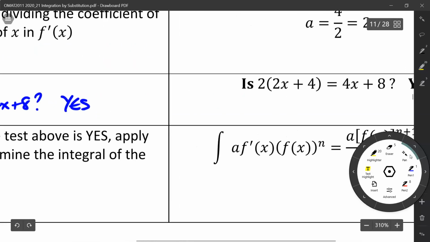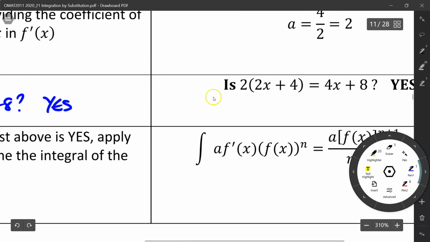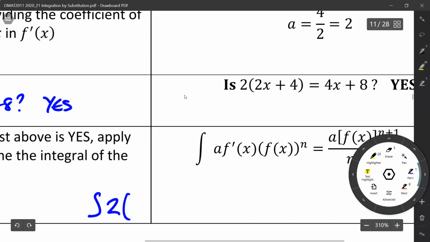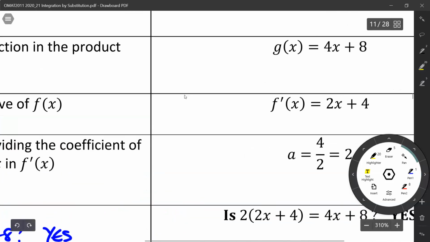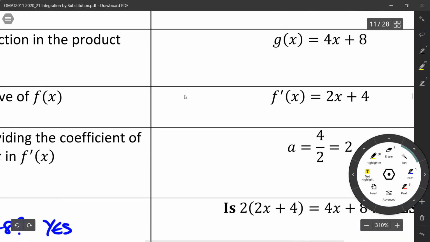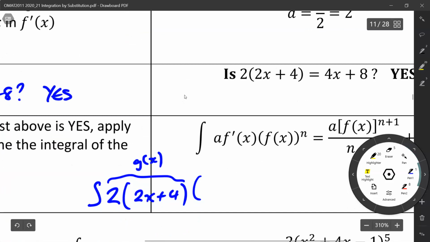Now I've already written this stuff out, but I'm just trying to do it here. So a we said was 2. F prime x is 2x plus 4, so you're replacing g at x with these terms. And then the main function is x squared plus 4x minus 1, to the power of 4 dx.